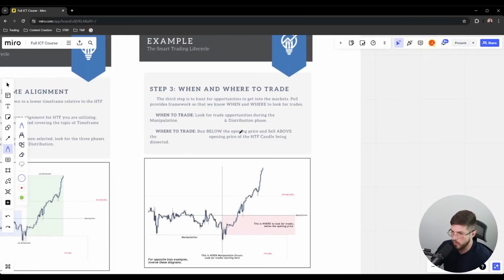So very important is knowing when to trade. Okay, so you're going to look for trade opportunities simply during manipulation and distribution, nothing else. You're not going to even look to trade during accumulation phases, okay? And we're going to talk about in a second what accumulation phases are, when they are, on a daily and a session-based level. Because this concept can be used on a weekly candle, it can be used on a daily candle, it can even be used on a session because every one of those has the smart trading life cycle of the power of 3.